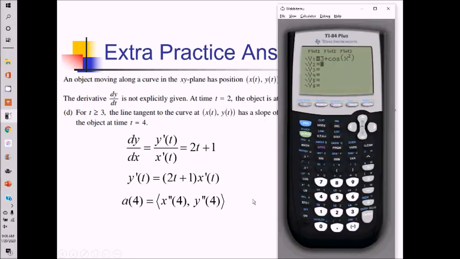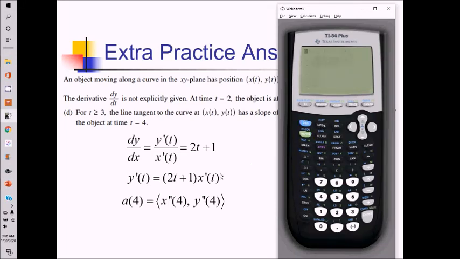Before I do any actual plugging in though, I'm going to take the time to define y prime of t. So remember, that was going to be 2t plus 1 times x prime. So what I'll write here is 2x plus 1. And then I'll multiply that by, let's see, alpha trace y1. This function up here, because why rewrite it if I don't have to? All right, let me quit out of there now.